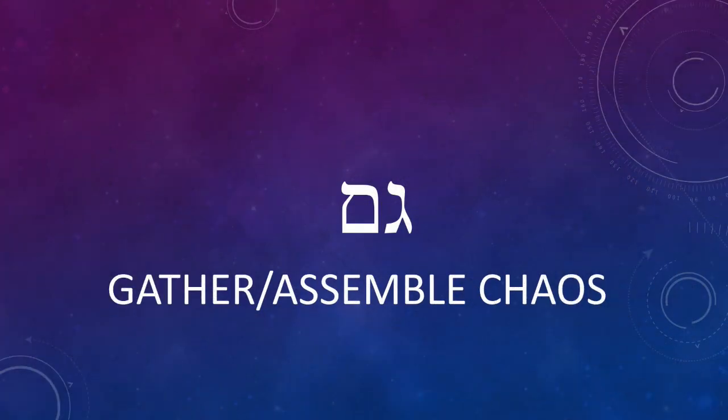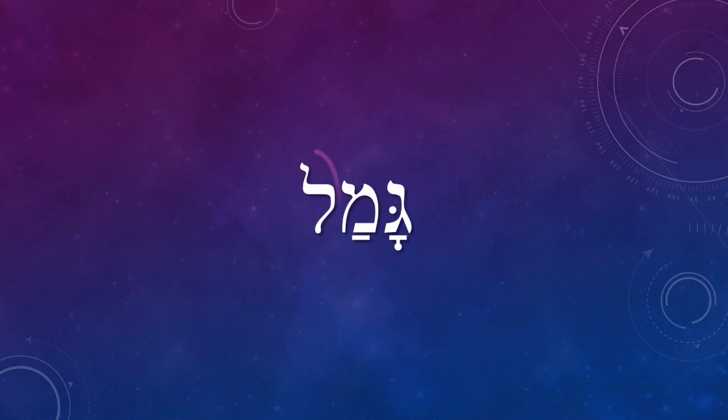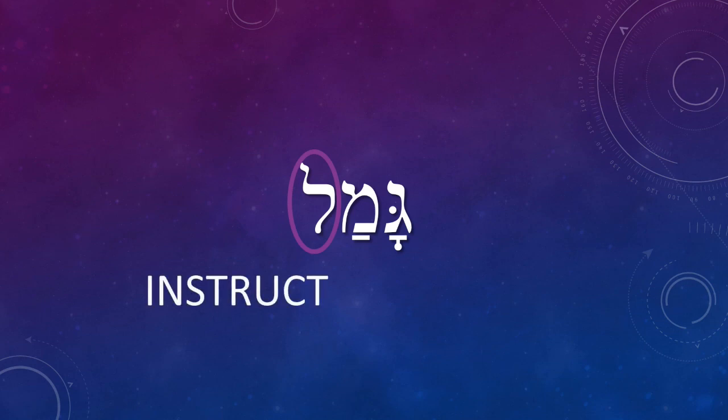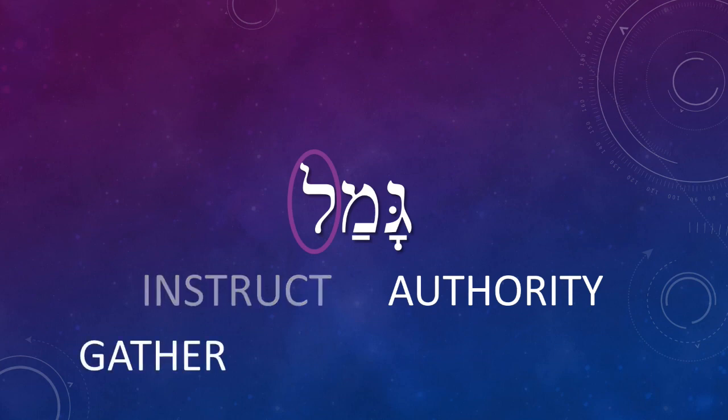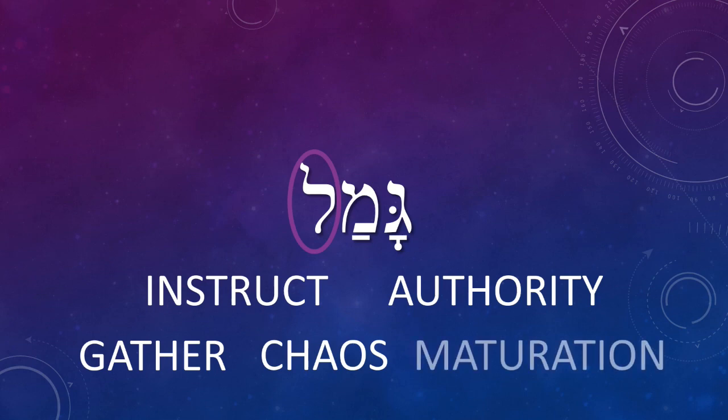Over time, it brought to itself the letter Lamed as a part of its collaboration in energetic workings, as the Lamed has part of it in its meaning as instruction. It is also a letter that represents authority. Now, a simple definition would be gathering the instruction needed to have authority over chaos, which is maturation.